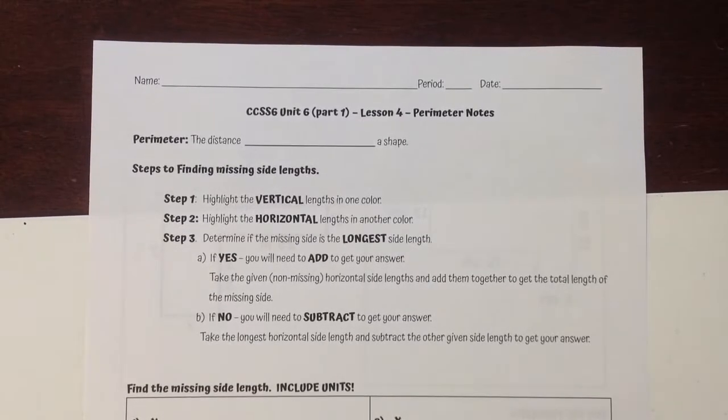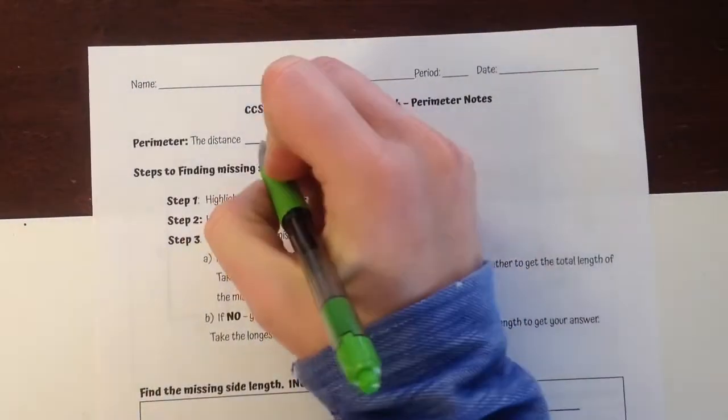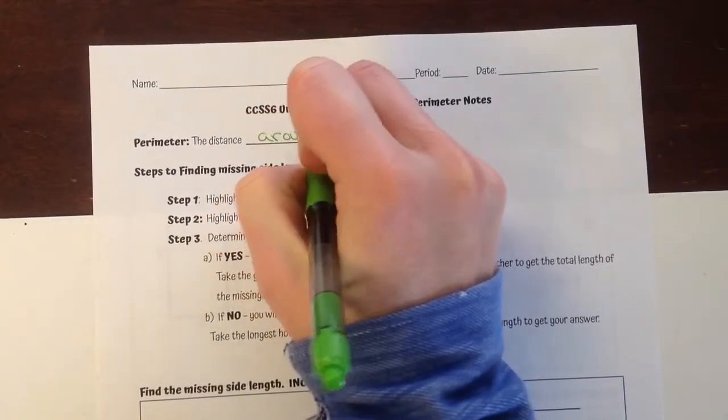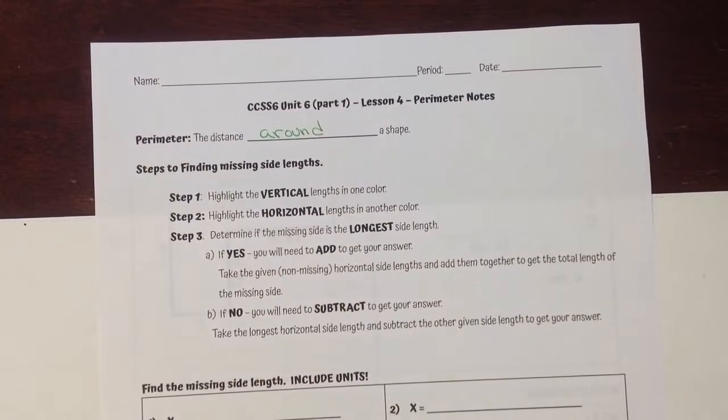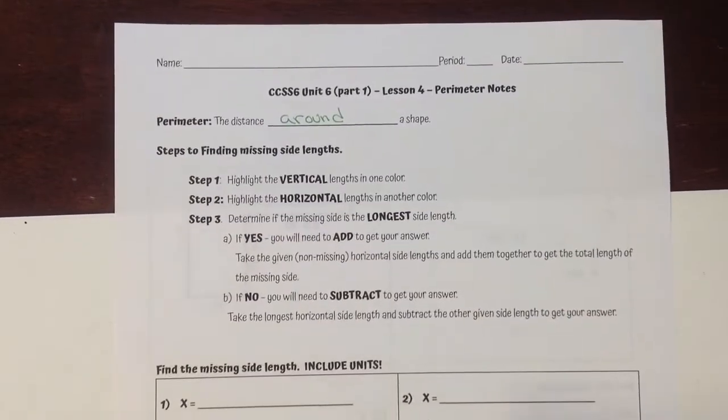Today we're doing lesson 4, perimeter notes. Perimeter is the distance around a shape. The steps to find the missing side lengths.